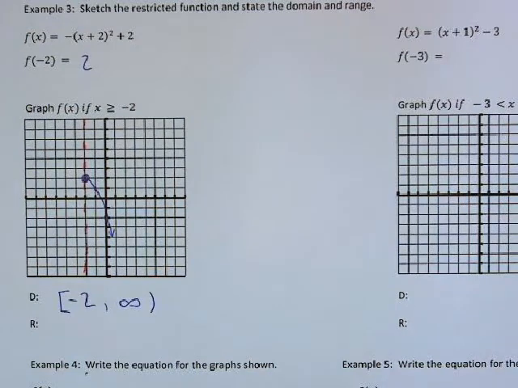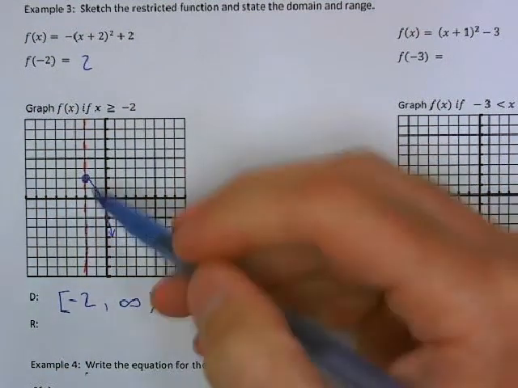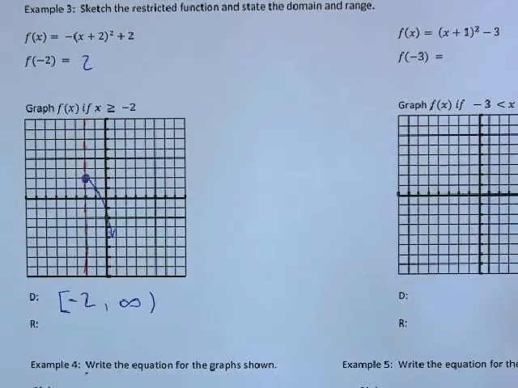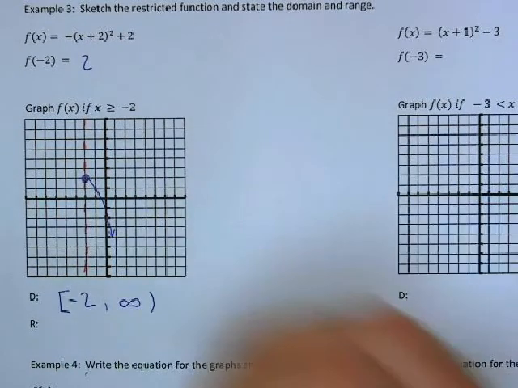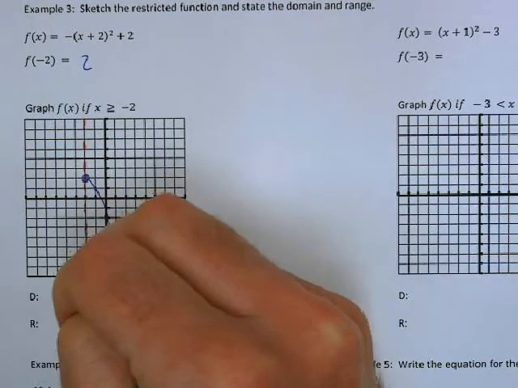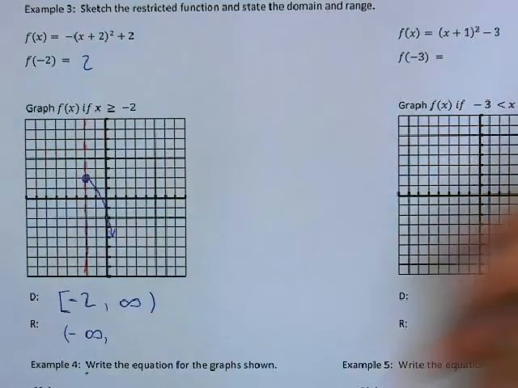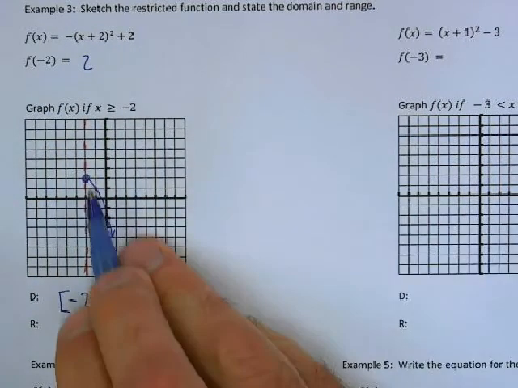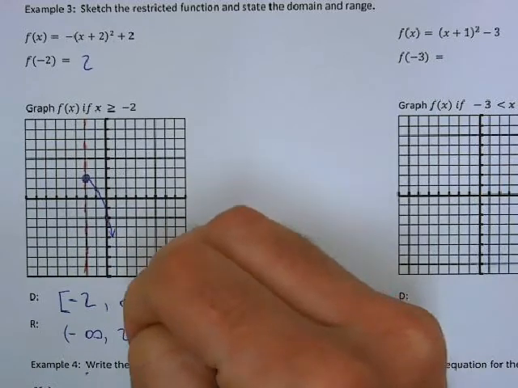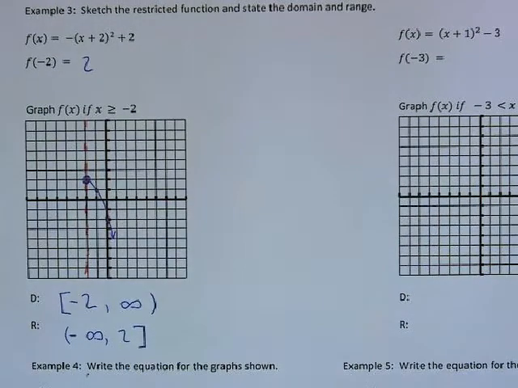And then what about my range? For your range, just look at your graph. And remember, we always start with the smallest number. This thing goes down forever, so my range goes from -infinity up to the highest point of my graph, which is +2. And it's a filled-in circle, so we do want to include +2. So then there's the first one on the second page here.